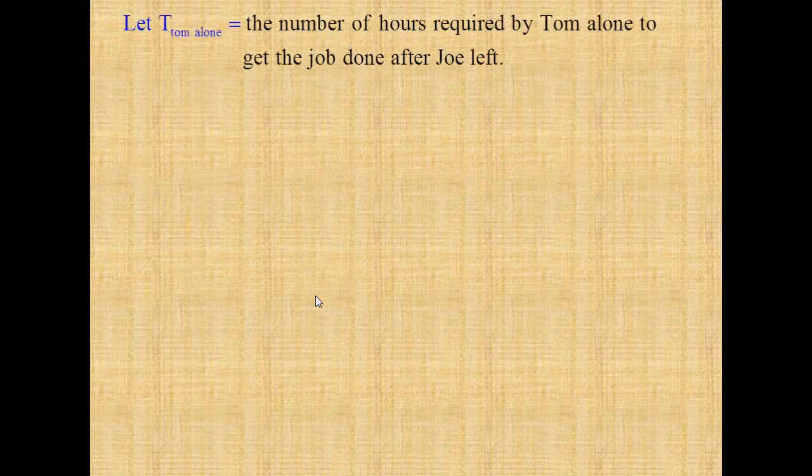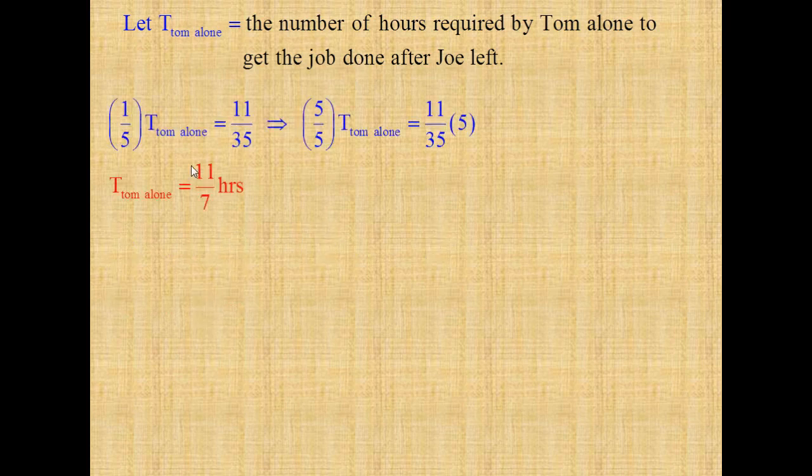Okay? So now let's let Tom working alone equal the number of hours required by Tom alone to get the job done after Joe has left. Well, Tom, as we know, gets 1/5 of the task done per hour times Tom working alone, which is in hours. Hours cancel, so that means he's got to do 11/35 of the job. So 1/5 times Tom working alone equals 11/35 of the job. That's the remainder of the job.